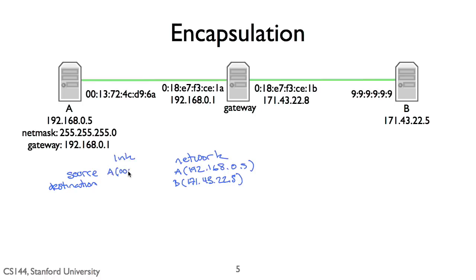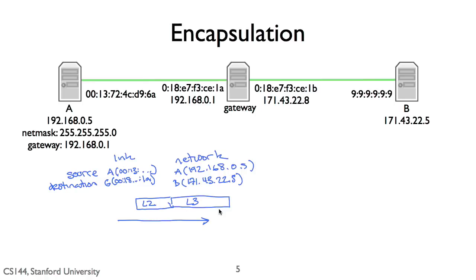To do this, it sends a packet whose network layer destination is 171.43.22.5, but whose link layer destination is the link layer address of the gateway. So the packet has a network layer destination 171.43.22.5 and a link layer destination 0.18.E7.F3.CE1A. The network layer source is 192.168.0.5, and the link layer source is 0.13.72.4C:D9:6A.